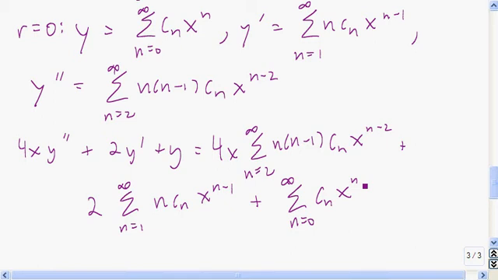All right, so we want to rewrite this so that each one of these will have x to the power of n. So I'm going to go ahead and get rid of this x out front and replace that with an n minus 1. Okay, so I need to add 1 to this, so I'll subtract 1 from this. I also need to add 1 to this, so I'll subtract 1 from this. Okay, so we're going to rewrite both of these series so that they have an x to the power of n in them.